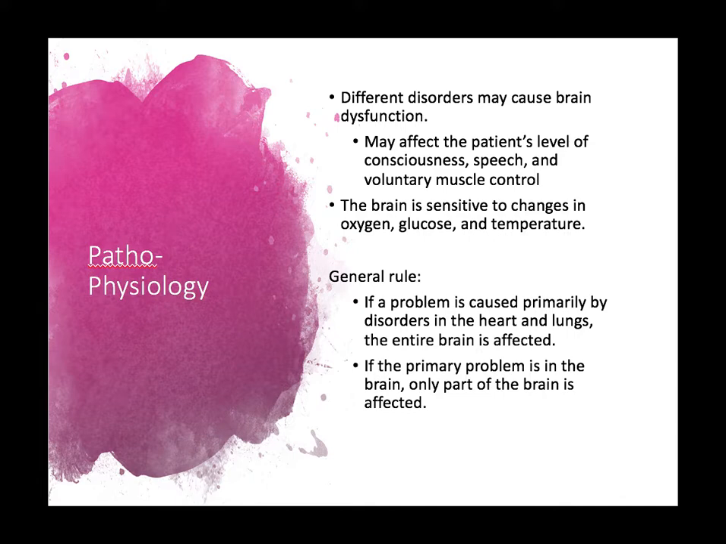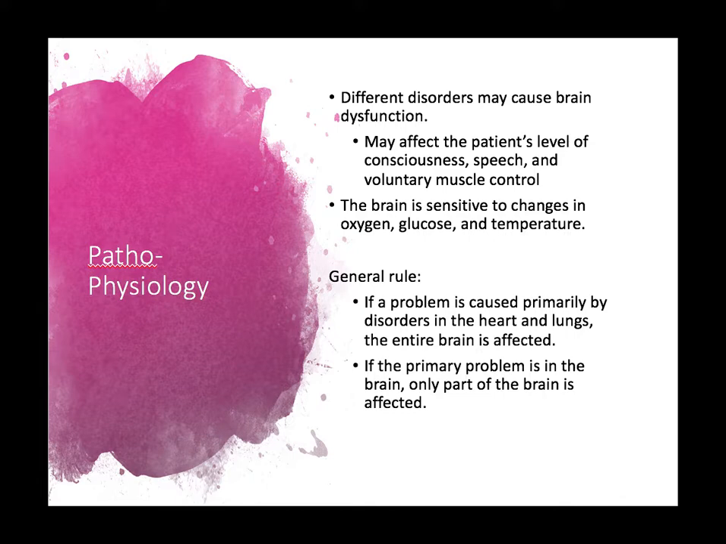If I can get anything across to you today in this PowerPoint, in this lecture, in this lesson, it's that the brain absolutely needs three things in order to survive. And that one is oxygen, the second one is glucose, and the third one is temperature regulation. The brain absolutely needs those three things, and it's super sensitive to any kind of changes.